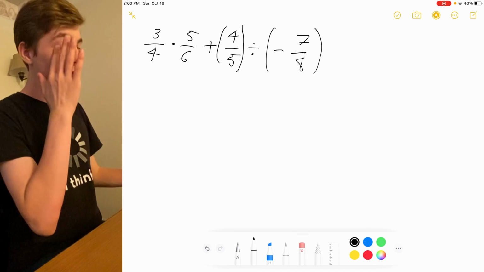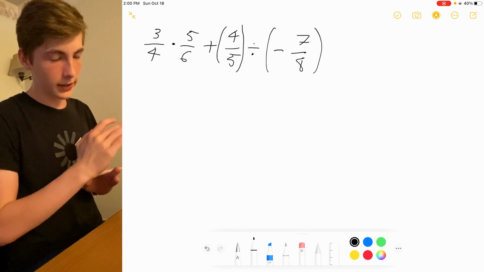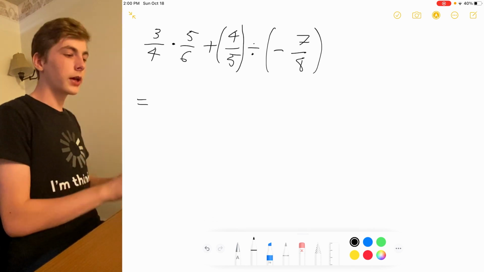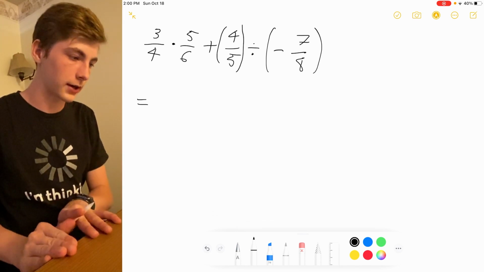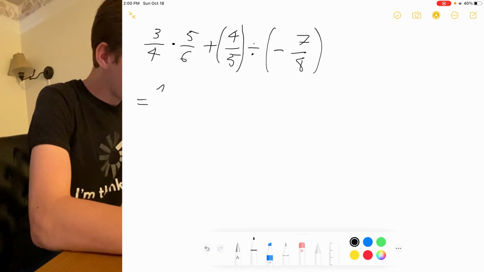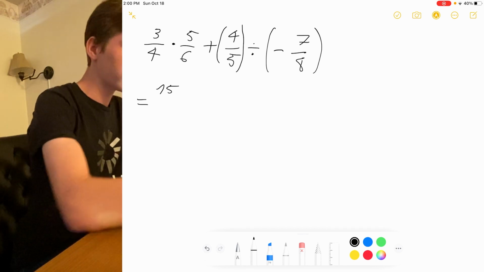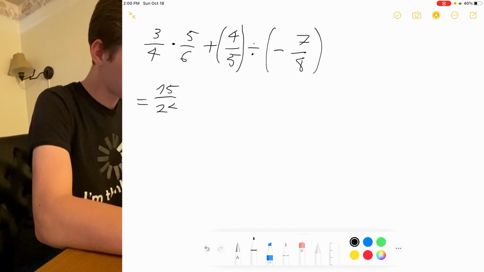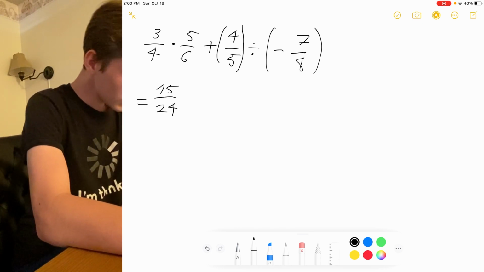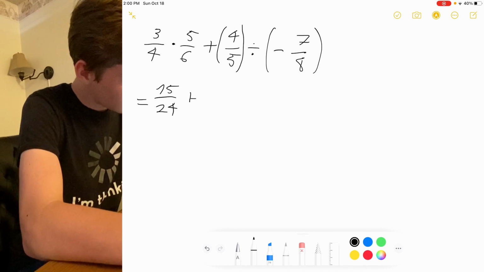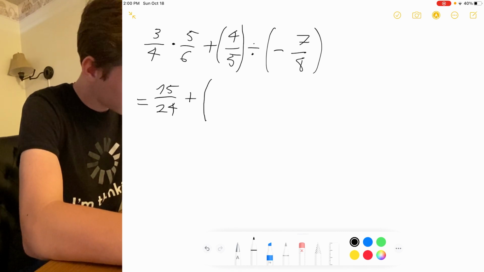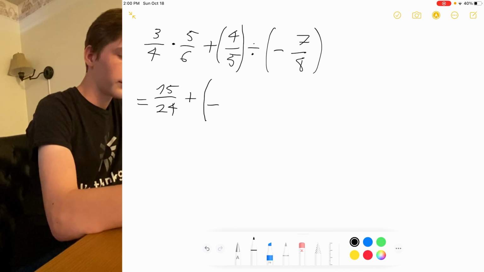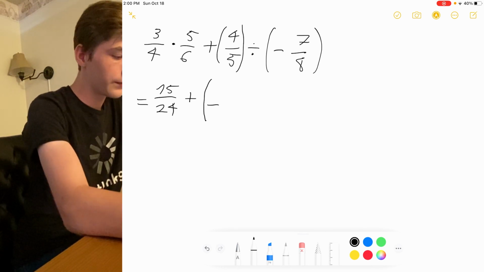So first of all, always use PEMDAS when you're evaluating these expressions, right? Our order of operations. Multiplication and division happen first at the same time. So 3 times 5 is going to be 15. We're just multiplying those numerators and then multiplying those denominators. 6 times 4 is 24. Then we're going to have plus, and then what's going to go in here? It's going to be negative because we have different signs and we're doing division.